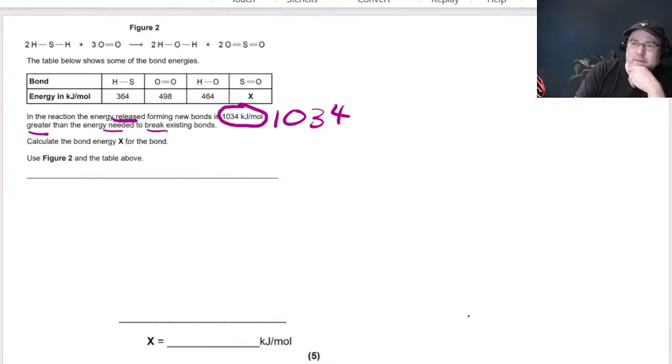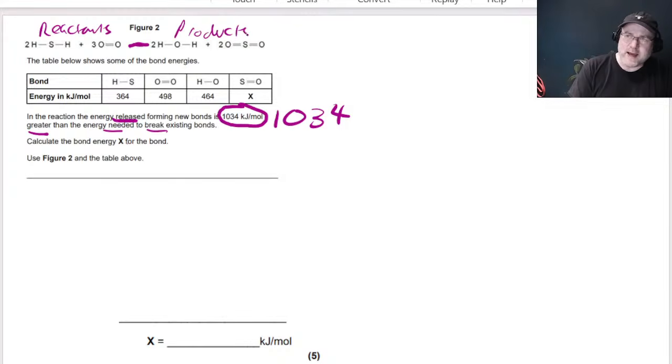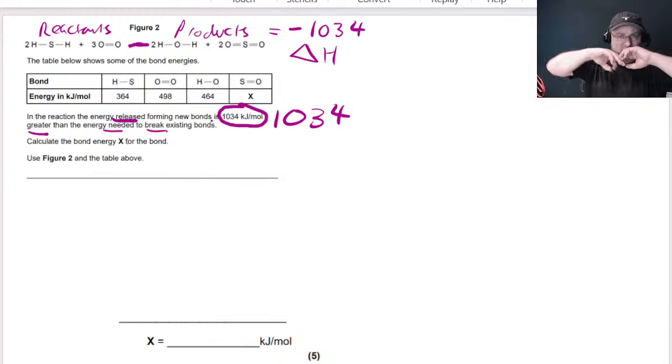Now, if this was nice and easy and 3 marks, they would have just said calculate the overall energy change. And that's always super easy because all you're going to do is change this to a minus, and you want to do reactants minus products. And that normally equals delta H, which is the energy change. But we've been told the energy change is minus 1034. And how do we know it's minus? Because they said it was energy released. Cool.